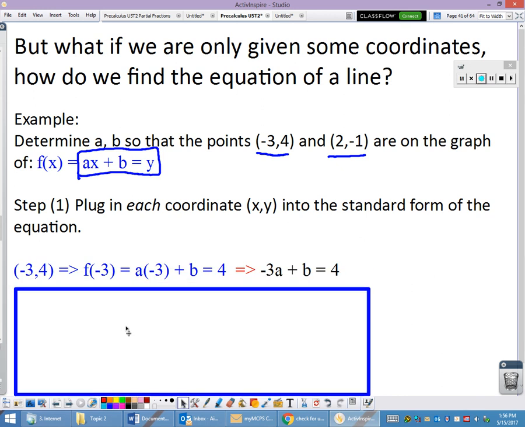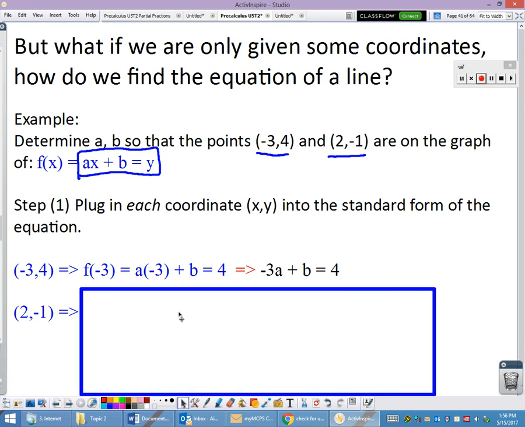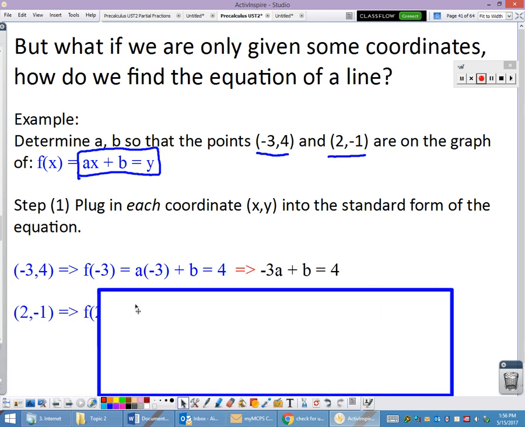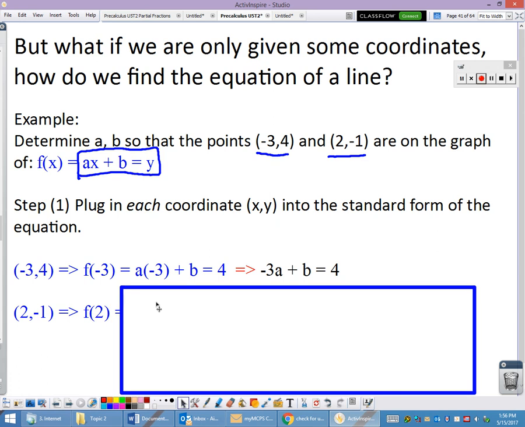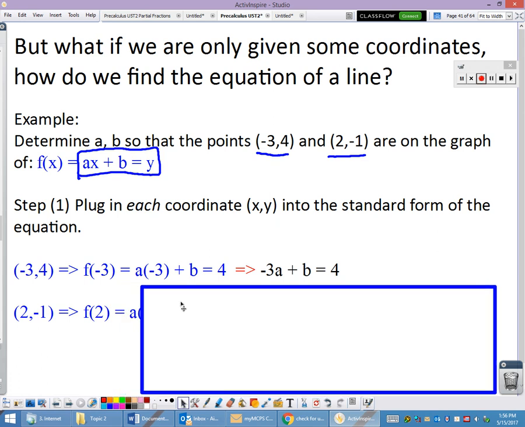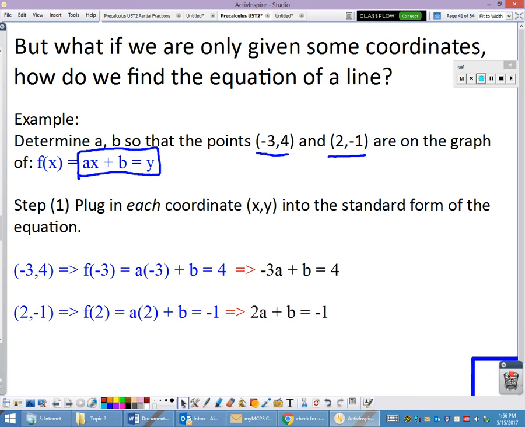So for example, if I plug in first the point -3, 4, that's when x is -3, that will be a times -3 plus b equals 4. And if I just move that to the front, that would be -3a plus b equals 4. For the point 2, -1, again, wherever I see an x, I'm going to plug in a 2. And then my y is equal to -1, so I have 2a plus b equals -1.